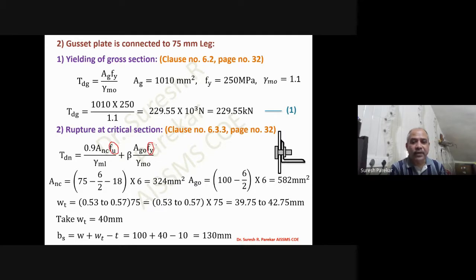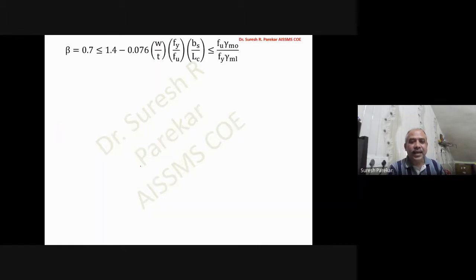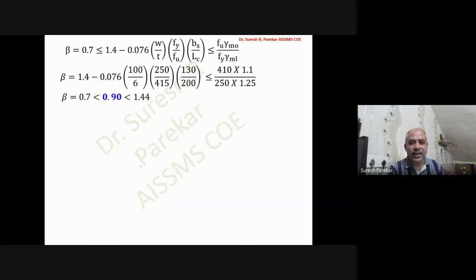We have Fy value 250, and then Fu value, that is 410, and therefore my value reduces because we have ANC value less as compared to when the longer leg is connected, and therefore it is preferable to connect the longer leg to the gusset plate. And then the beta value also, you can see, is reduced.